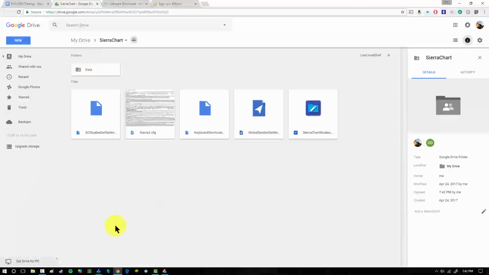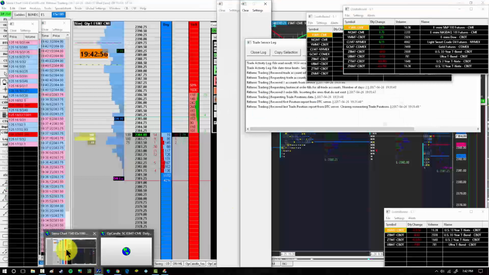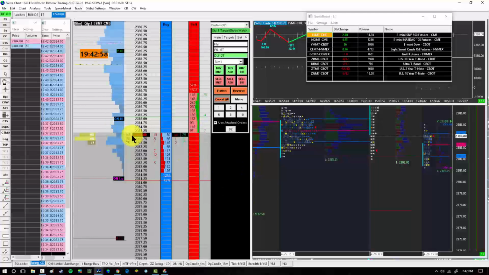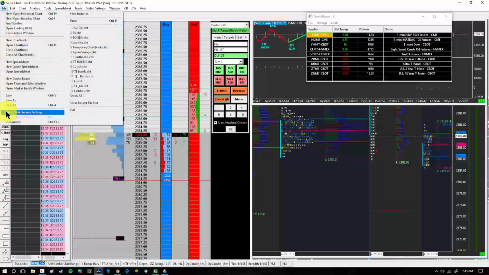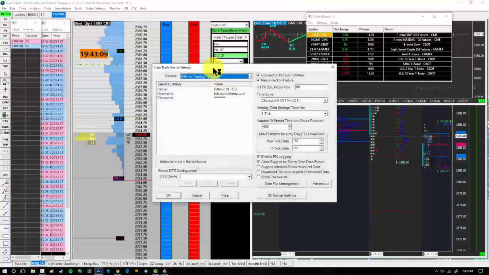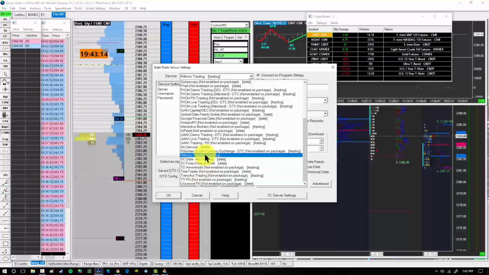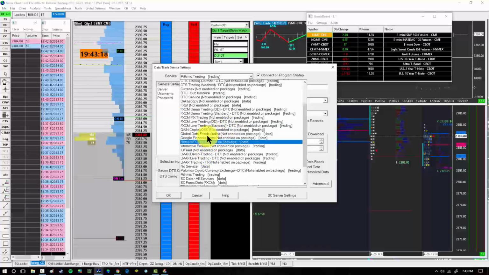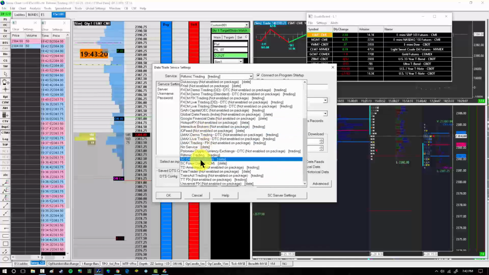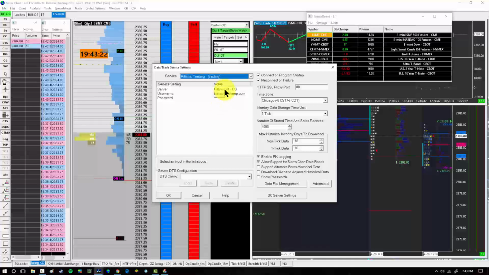Then whenever you set up and start Sierra Chart, you'll have a little login page. The next thing you have to do is either click on DTS here or go up to File, and what that is is Data Trade Service Settings. It brings something up like this. You select Rithmic. I think it defaults to SC data or CQG or TT or something like that. But you want to use Rithmic here, so we'll go to Rithmic, and then put in your username and your password.